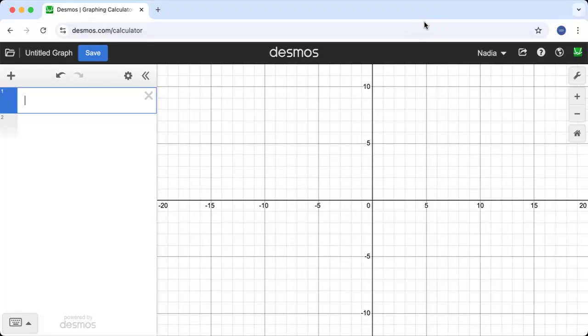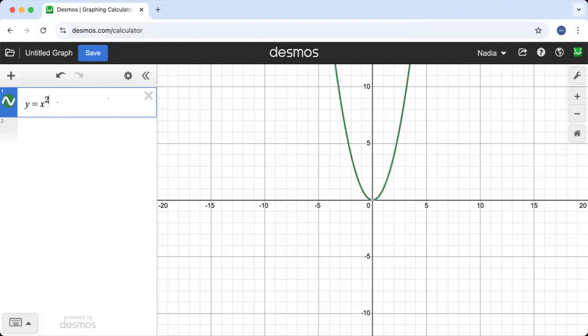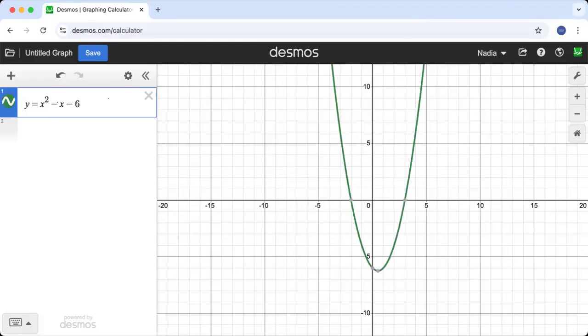Let's first have a look at what a parabola is, by considering a simple quadratic equation where y is equal to x square negative x negative 6. So this is our quadratic equation, and its graph is a parabola that you can see in this diagram. First, let me give you a very quick introduction of this parabola.